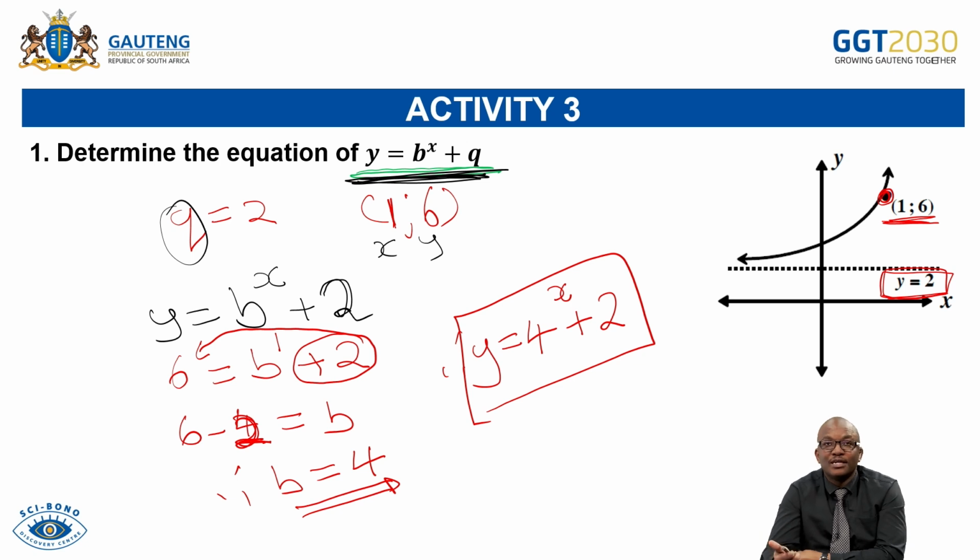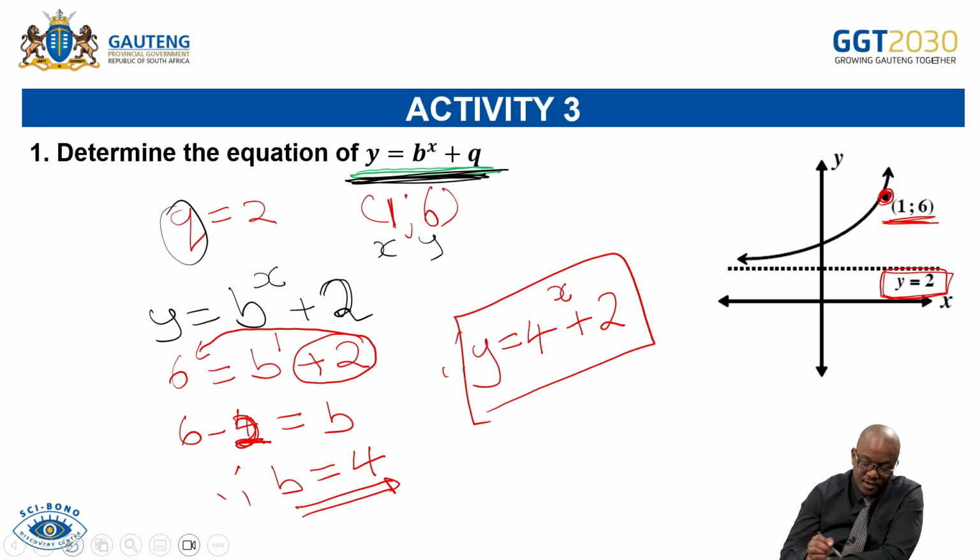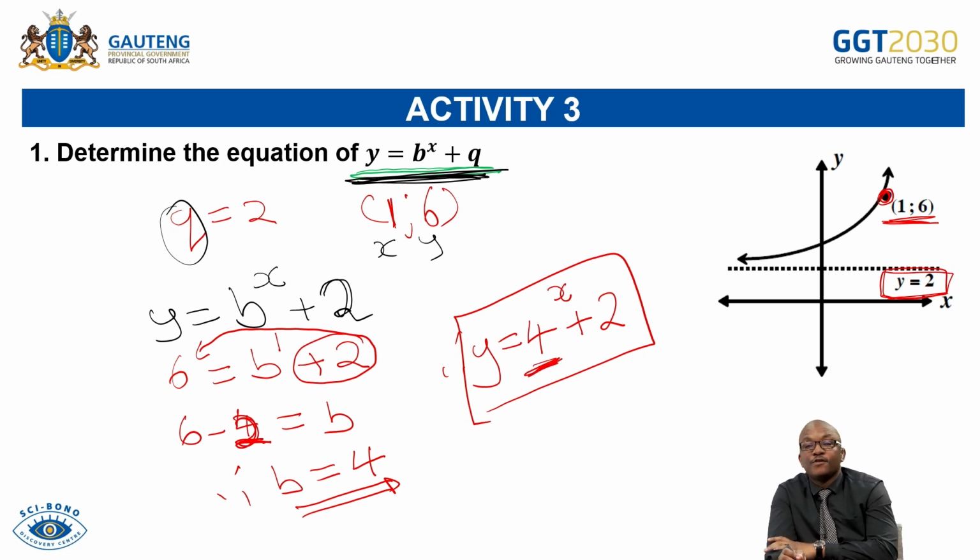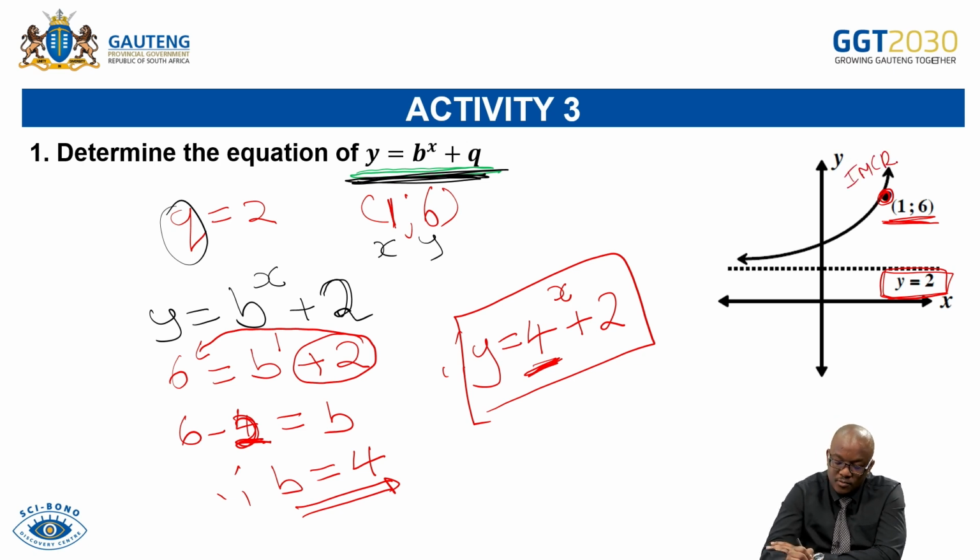Simple. You identify your asymptote. Then you need 1 point from your graph. Then you can calculate for your value of b, or the value that is carrying x. Okay. So now it makes sense that our value of b is 4 because our function there, it is increasing. We can see that we have an increasing function.